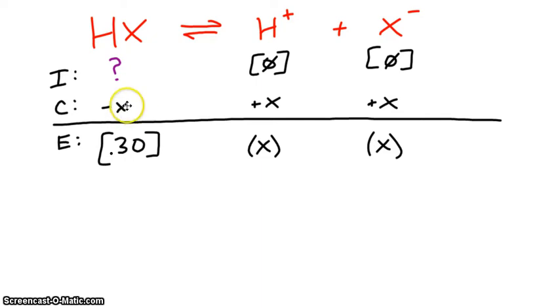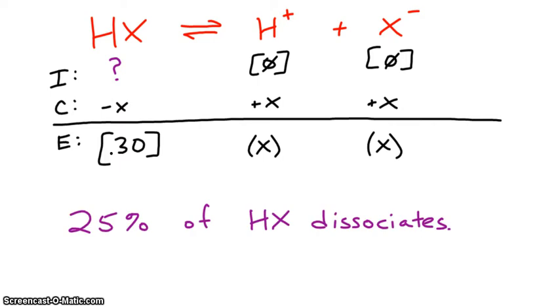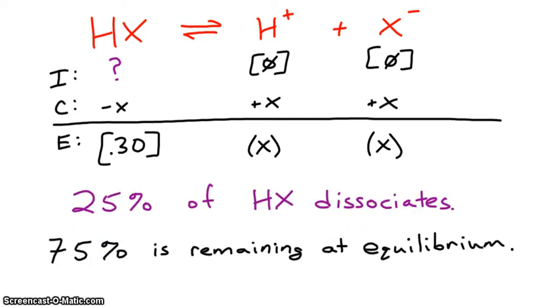To determine x here, we're going to have to figure out the initial concentration of HX. The problem tells us 25% of the original HX dissociates, meaning it breaks up. If 25% of HX dissociates, that means 75% is remaining at equilibrium.